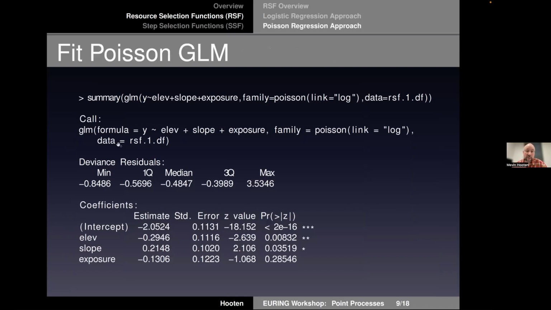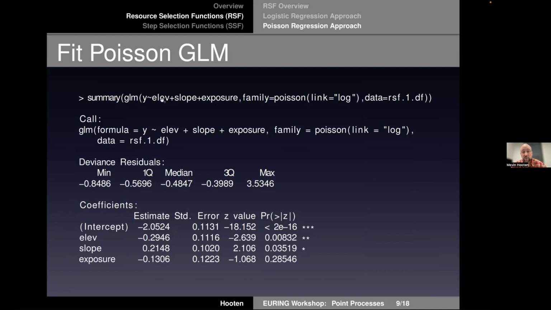In R, it's literally as simple as after the data are prepared, using this one line of code. So here's the important part in R. For those of you who are familiar with R, the GLM function will fit a generalized linear model. This is the Poisson version. The Y is our response variable here. That's the grid cell counts. Elevation, slope, and exposure. So exposure is like aspect just pointed in the southwest direction in the northern hemisphere.